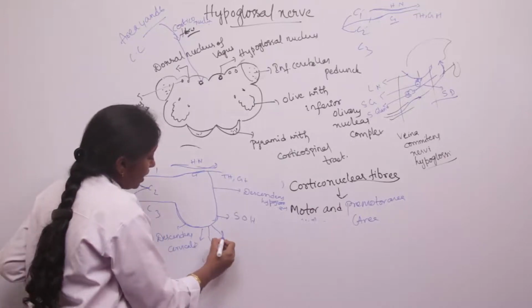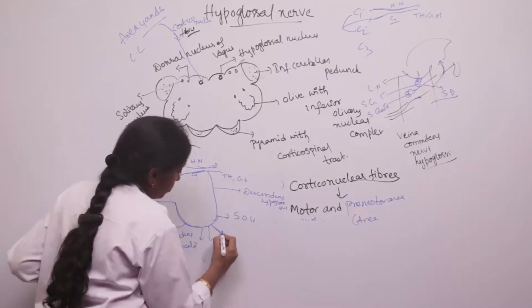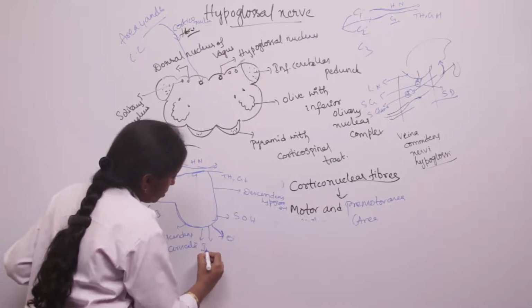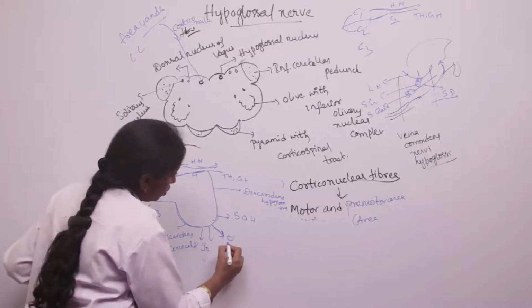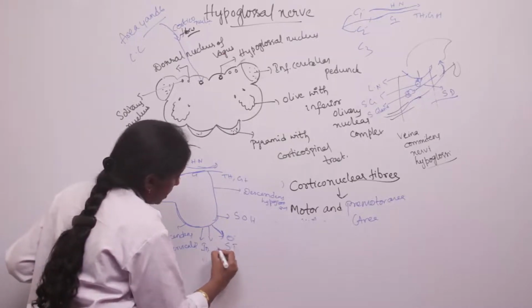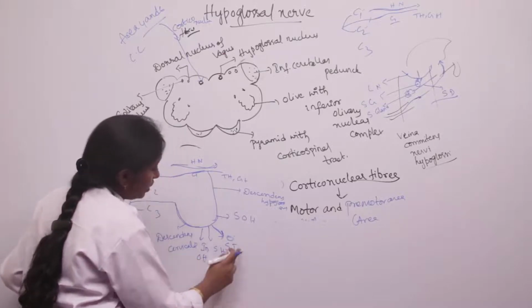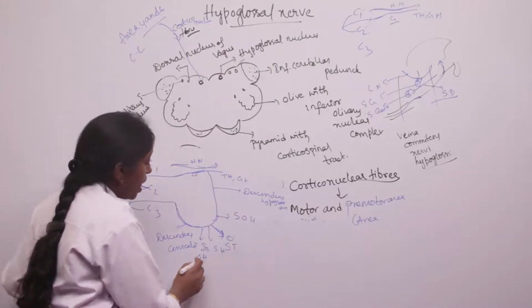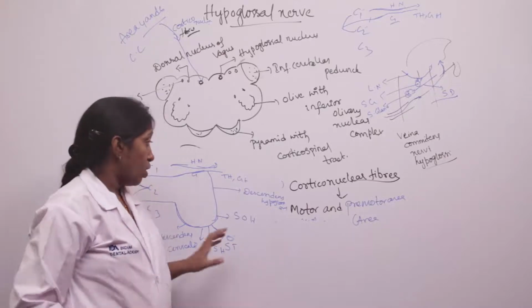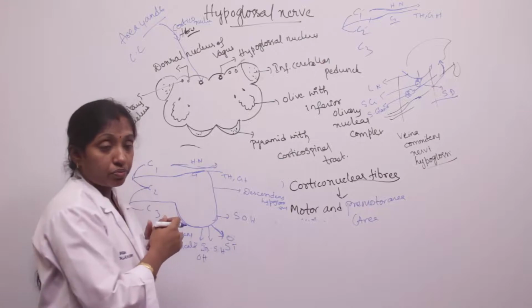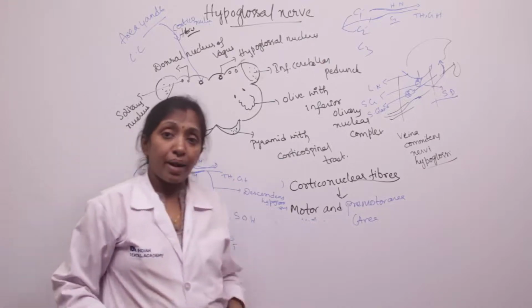namely the inferior belly of omohyoid, sternothyroid and sternohyoid. It supplies all these muscles: sternothyroid, sternohyoid and inferior belly of omohyoid. Okay, so that is C1 through the hypoglossal nerve.